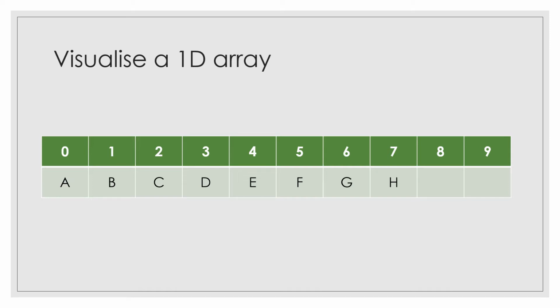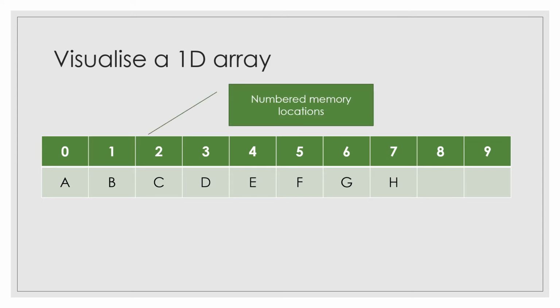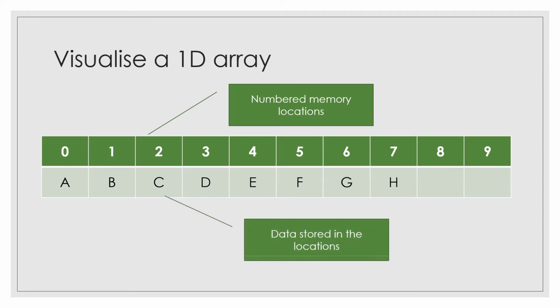Here's a 1D array storing some data. This example contains 10 memory locations. The top row gives the addresses. The next row shows the values stored at each address. 2 of the locations are empty.